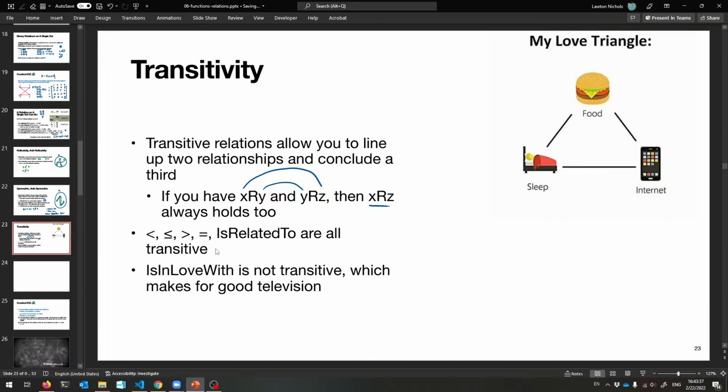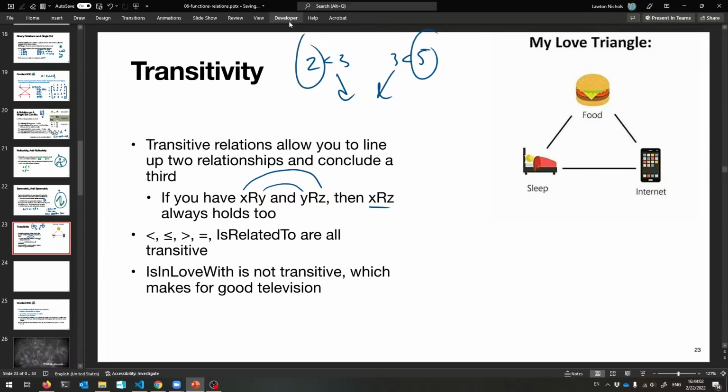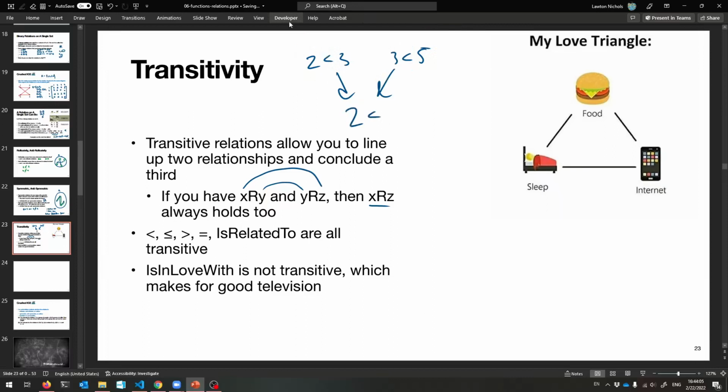Okay? So a ton of relations are transitive that we already know about. All of these are transitive. Less than, equal to, greater than, equal to, all of them are transitive. It's saying that if you know this, like 2 is less than 3, and you know this, like 3 is less than 5, because it's a transitive relation, if you have things that align in this way, you immediately know that 2 is related to 5 under that relation. You can conclude that 2 is less than 5 as well. You see how that's a true statement? See how that works for all of these? That is true.